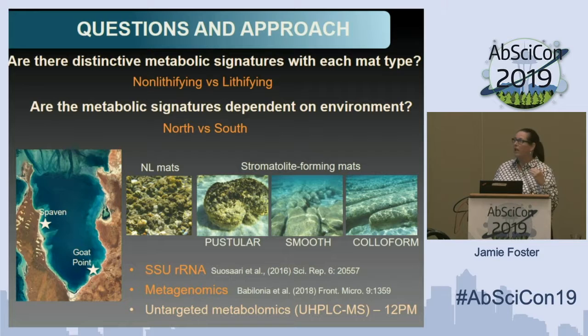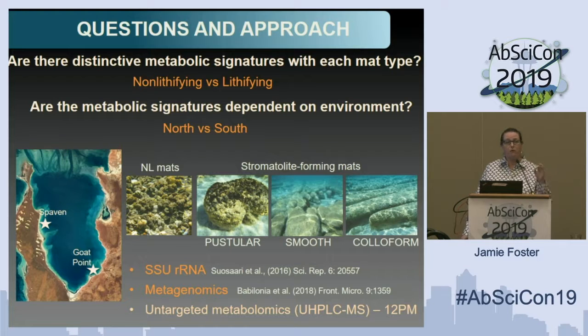The question I'm looking at is whether there are really metabolic footprints for each of these mat types. I'm pretty much comparing the non-lithifying to the lithifying systems, and asking whether they depend on their geographical location or other aspects of their environment. I'm collecting samples from these different stromatolites and non-lithifying microbial mats from two different locations within the pool: a more northern site that is less saline, and a more hypersaline place called Goss Point in the southern part. We've looked at the microbial diversity, we've looked at the metagenomics, and now I'm going to talk a little bit about applying a metabolomic approach to these ecosystems.